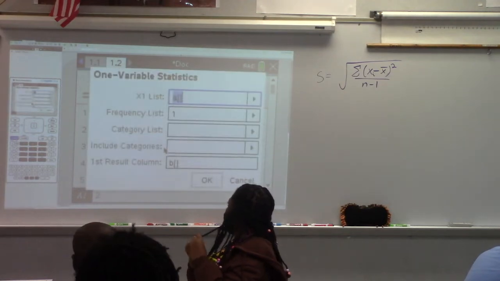And what is the variable? Remember, you can type it out. I put in value. You could have named it whatever. First result column goes in column B.